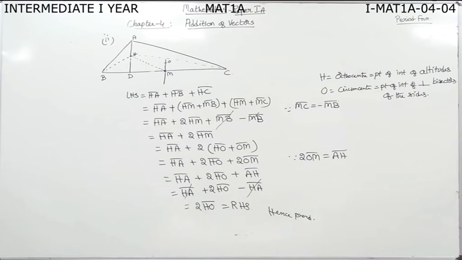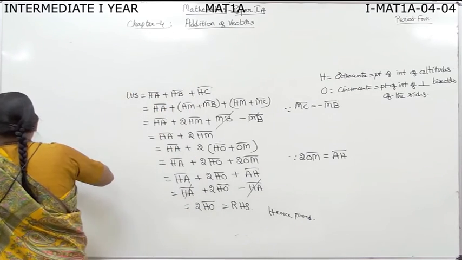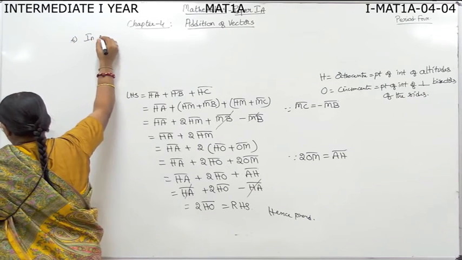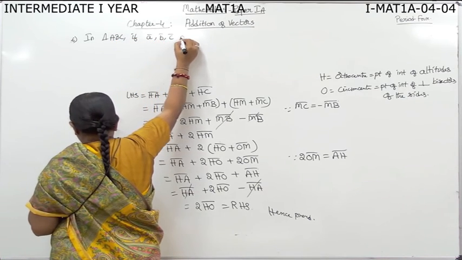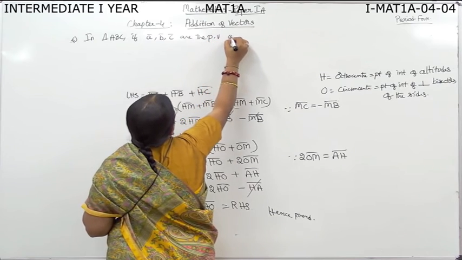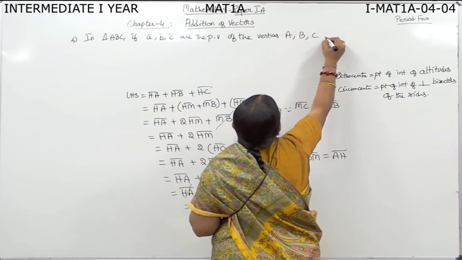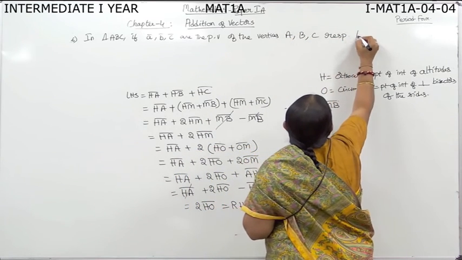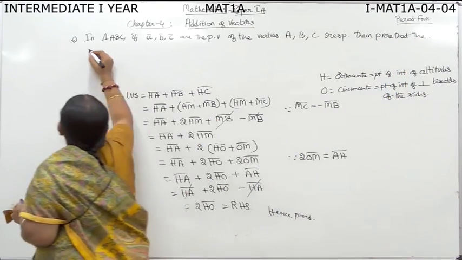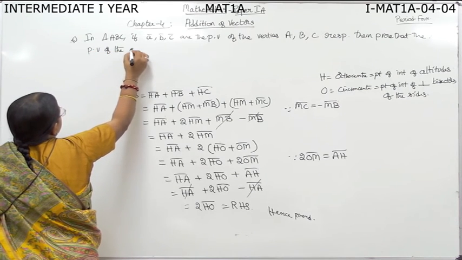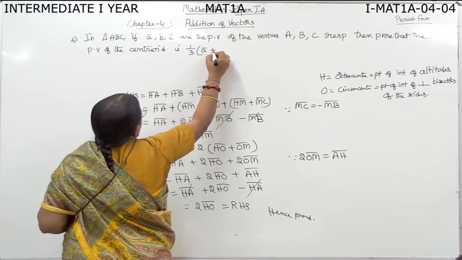Next problem. Sixth problem. In triangle ABC, if A, B, C are the position vectors of the vertices A, B, C respectively, then prove that the position vector of the centroid is 1 by 3 into A plus B plus C.